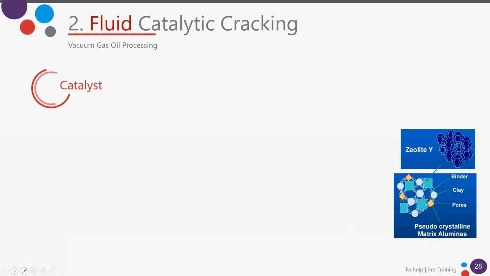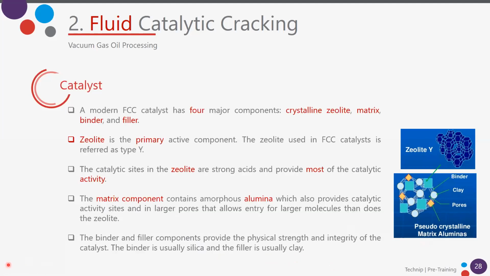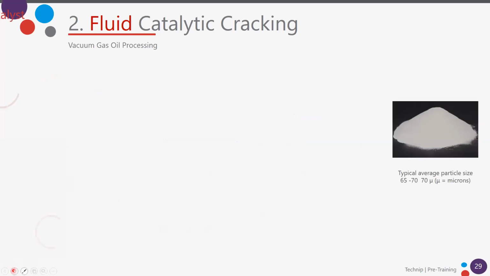So we have all this in very, very small particles. Okay, so this is the catalyst that is used in the FCC, and we will see that this catalyst is quite small, like a very fine powder. If you see here, we have the catalyst, okay? Of course, we have different sizes, but the average size of the catalyst is about 70 microns, okay? So you can imagine they are very, very small particles.